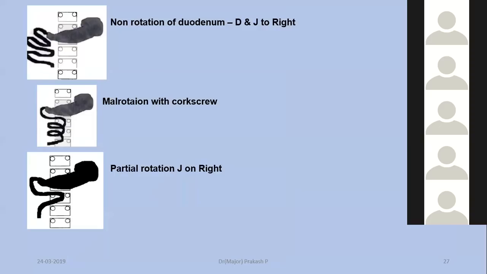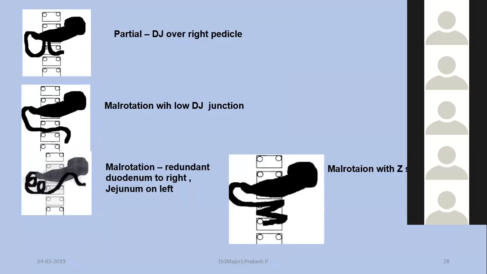Again, a few points on the different types. Non-rotation of the duodenum, where the duodenum and jejunum are seen on the right side. Malrotation, where the duodenum is seen on the right side, whereas the DJ and the rest of the jejunal loops are seen in the midline over the vertebra. Partial rotation means the DJ is seen in the midline and the jejunal loops go back to the right side. Again, DJ is seen on the right side of the pedicle. Low DJ. These are various malrotations and this is a spectrum. Clinically, it doesn't differentiate much.